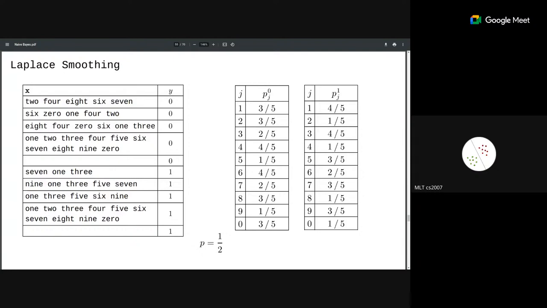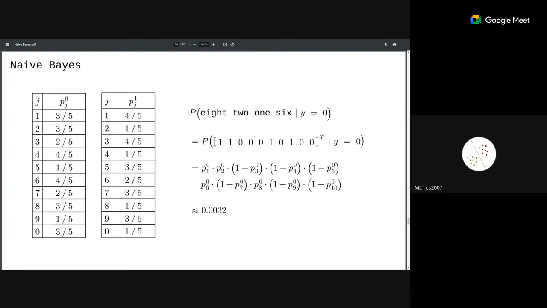Okay, so this is what you have done. Now let's go back. If you calculate P(8, 2, 1, 6) given y = 0, you will end up with some probability, right? Some non-zero probability. It's 0.0032. Okay, it's just a matter of multiplying these numbers. I leave you to do that and verify that.